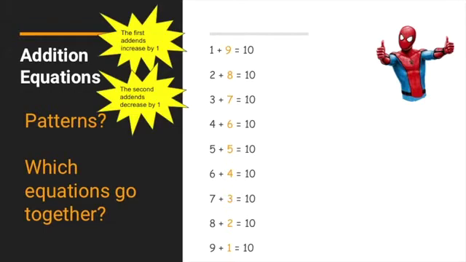So here are a series of equations. We added a 1-digit number to another 1-digit number. Let's look for patterns. What do you see here? Well, the first pattern I see is that the first add-in, remember add-in is that first number in an addition equation, as we go down the line, increases by 1. So these all increase by 1 as we go down. Another pattern I noticed is that the second add-in decreases by 1.